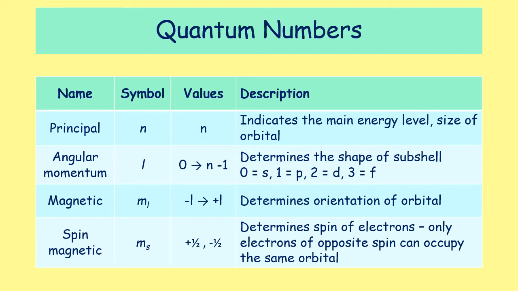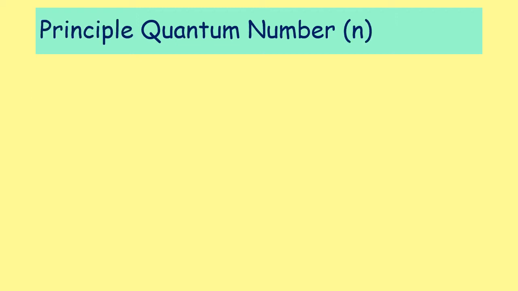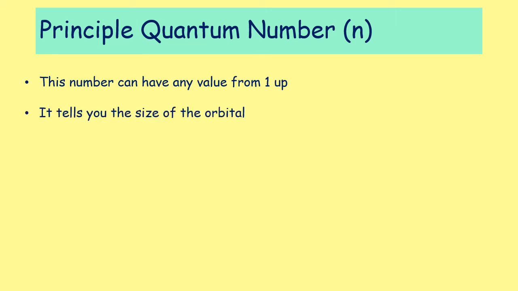The reason there are only 2 values for a spin magnetic number is because there are only ever 2 electrons within an orbital. One will have a positive half, the other will have a negative half. And the only way you'll need to use this is if you're given the spin magnetic quantum number of 1 electron in an orbital, you'd need to be able to just say that the other electron will have the opposite spin number.